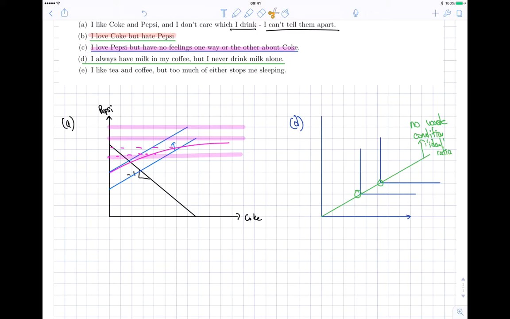So if you look at the way you've drawn it there, right? It wouldn't pass through the origin, so it would give you a sense that perhaps I might not want to.